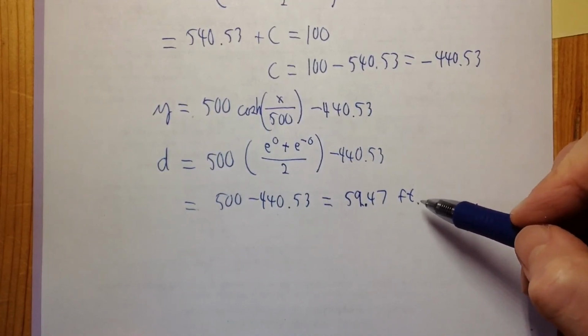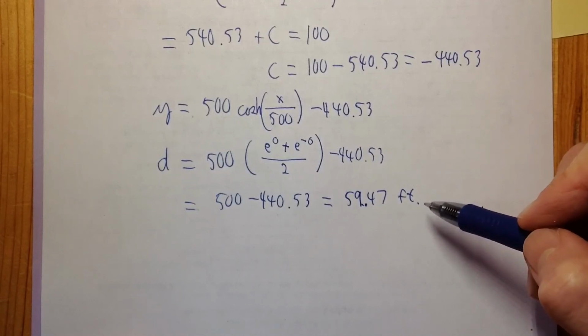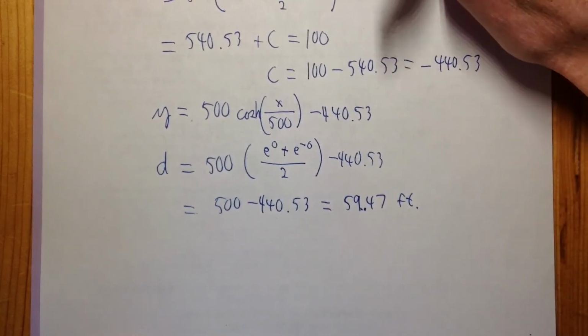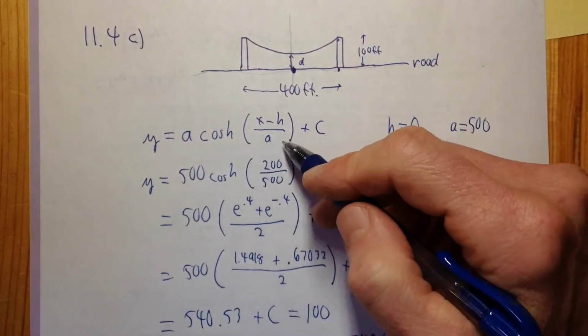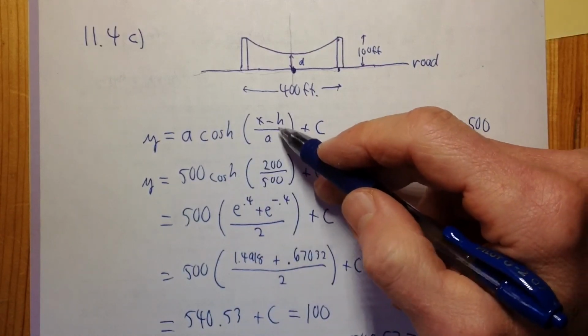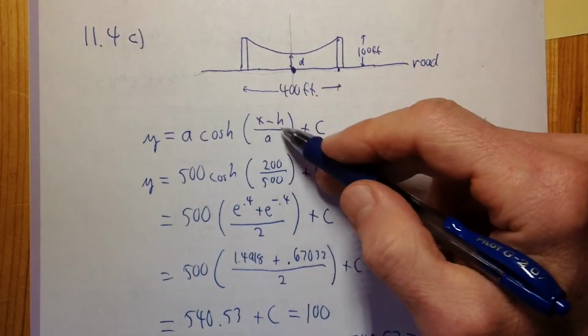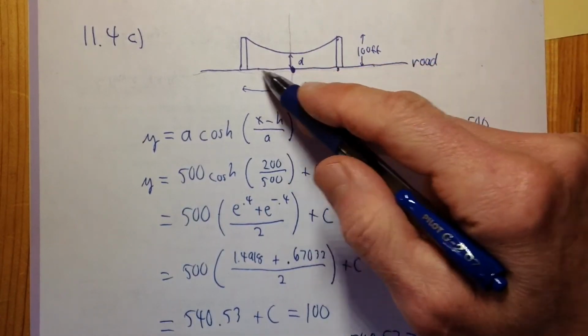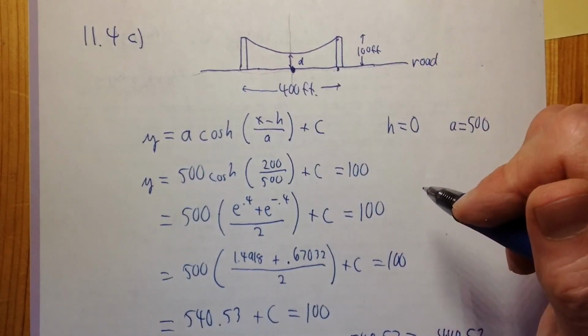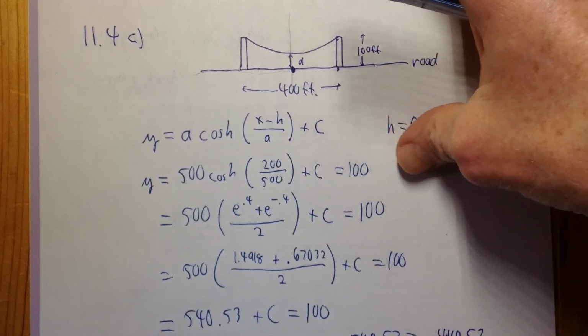Which is pretty high, so that's probably not going to be a problem. No truck's going to hit it. But anyway, that's the idea. Hanging cables always make this cosh shape, which is one reason why they defined it as a function. And by knowing that, you can plug in the variables and determine how low something goes.